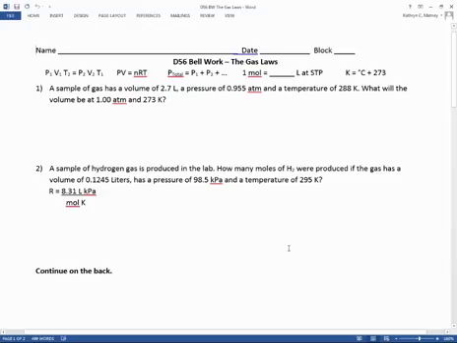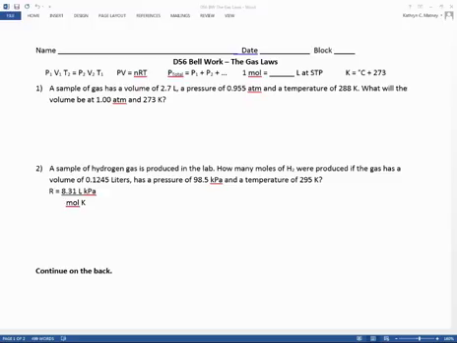Here, and we're going to do this problem together. So let's just move this guy aside, pull that up. This problem says a sample of gas has a volume of 2.7 liters, a pressure of 0.955 atmospheres, and a temperature of 288. What will the volume be at 1 atmosphere?